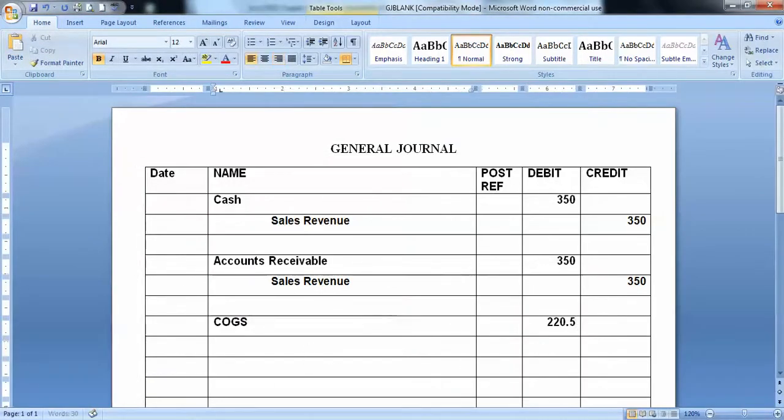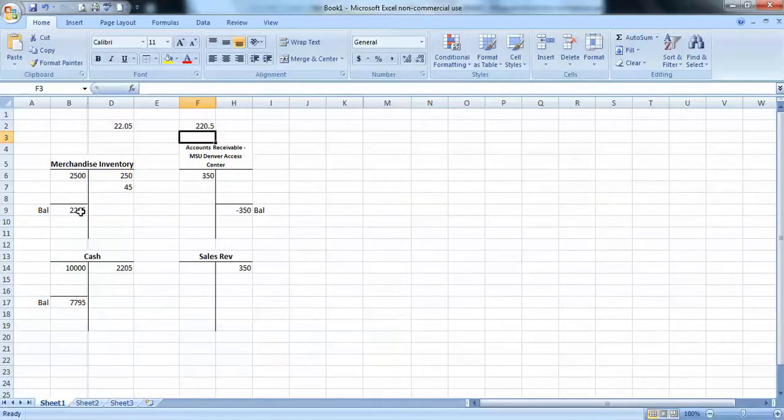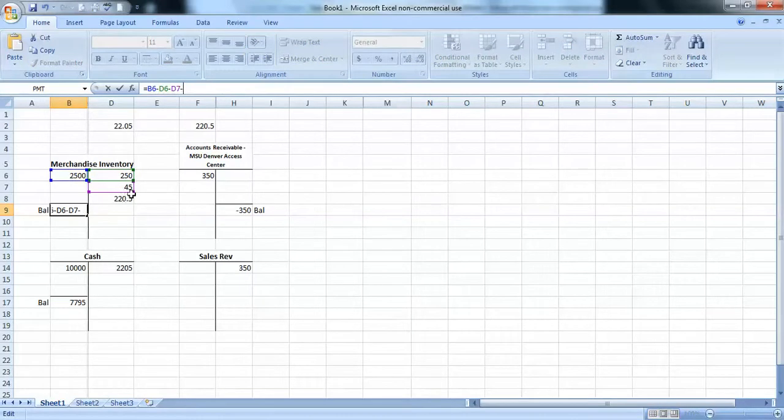And now 220.50 of the inventory costs have gone out the door, and so we need to take that inventory, remove that cost associated with that inventory off of our books. So let's go ahead and take that into the ledger. We have that inventory. We're removing 220.50 of the inventory. So then we can see that the value of our inventory is now down to $1,984.50.